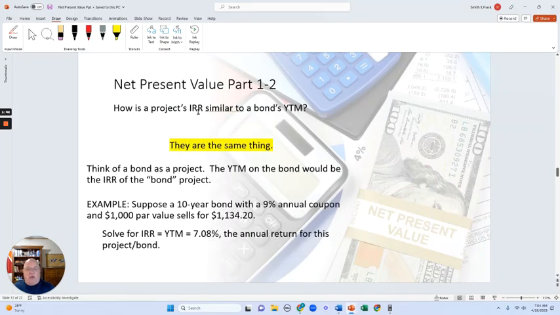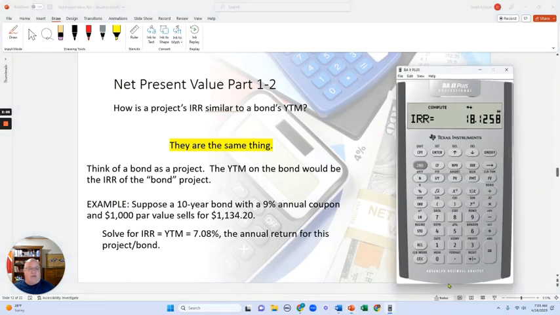So how is the IRR similar to a bond's yield to maturity? I want to take a step out of the process here to show you that, yes, we may use different keys of the calculator, but it's actually doing the same exact thing. If we were to take a bond and put it into the cash flow function of the calculator.